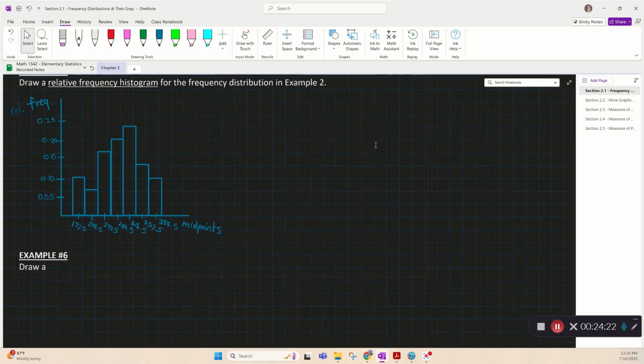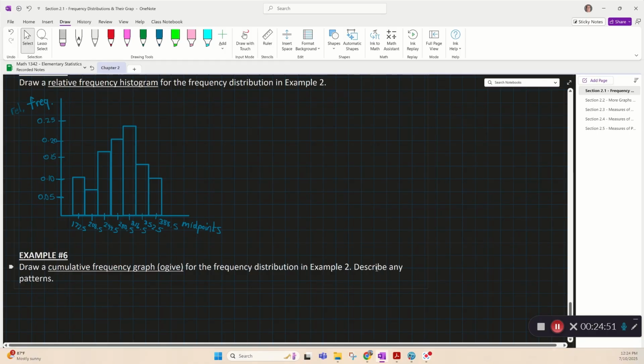Draw a cumulative frequency graph, which is commonly called an ogive, for the frequency distribution in example 2. Describe any patterns. I'm just going to say no. Any patterns. Okay.